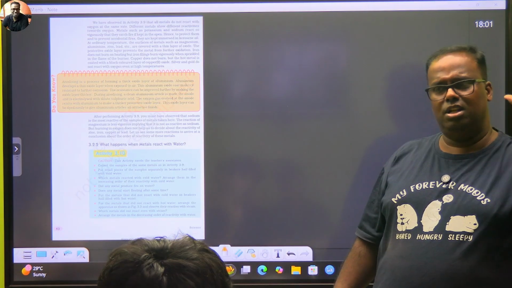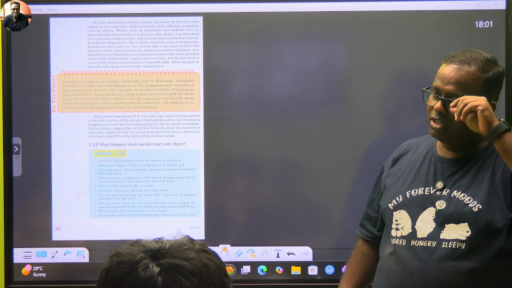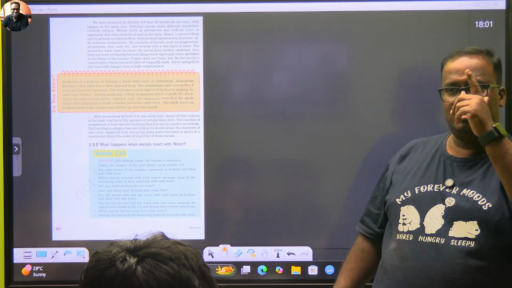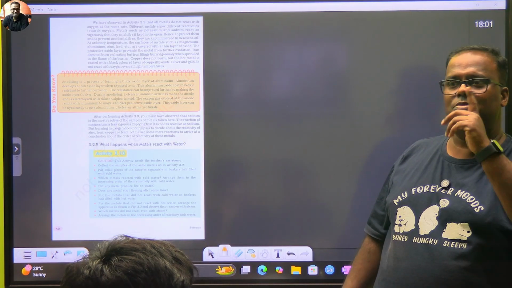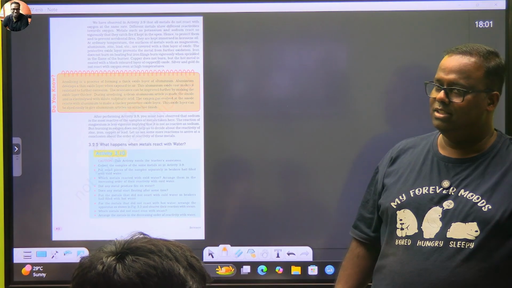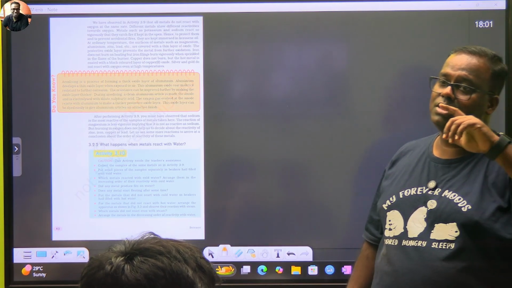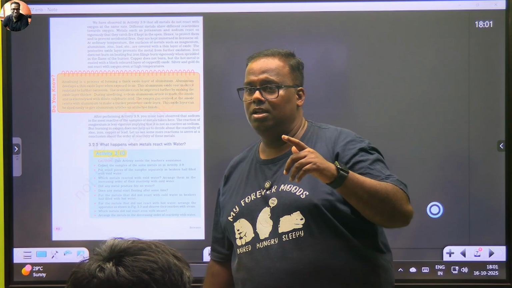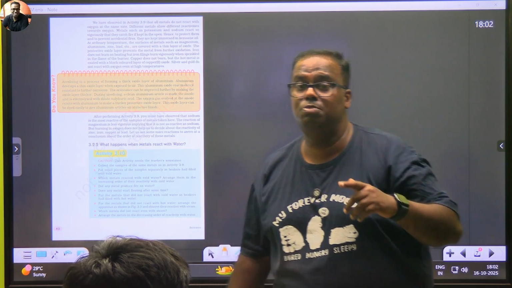Because zinc is like Salman Khan. Once it reacts with oxygen, it will form zinc oxide. और एक बार जो मैं zinc oxide बन गया, मैं किसी की नहीं सुनता. ठीक है ना? Similarly, that is with aluminium, as well as chromium, as well as magnesium.